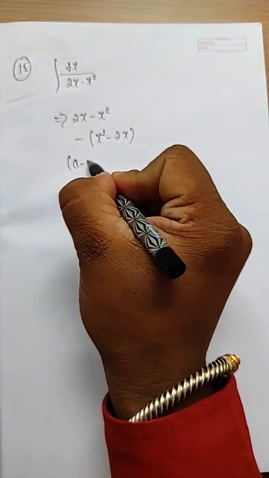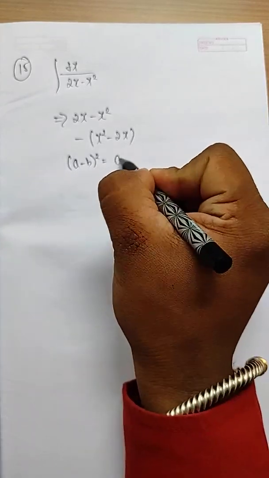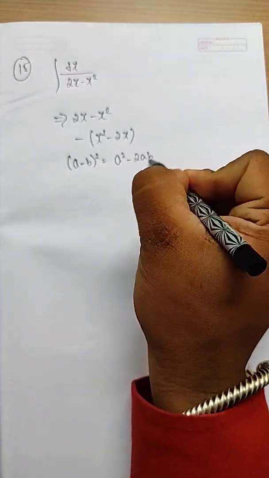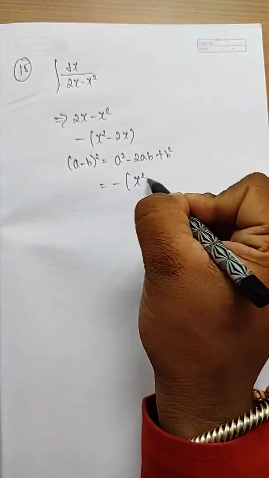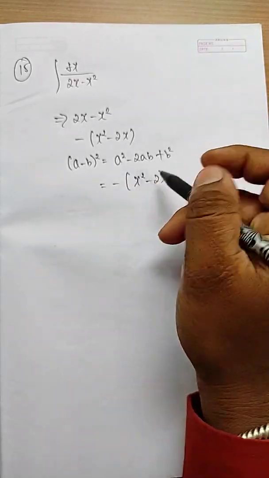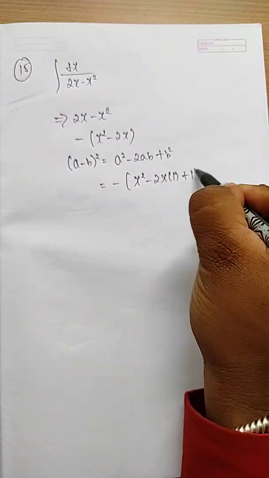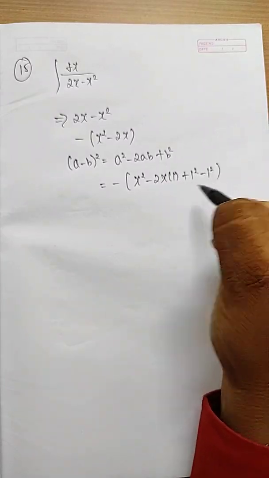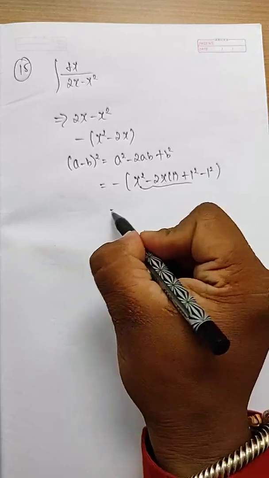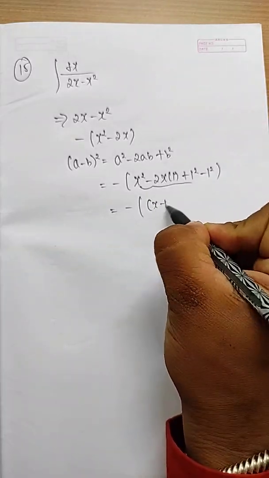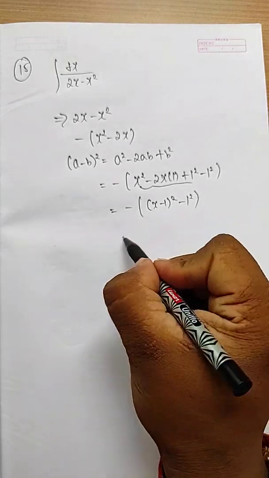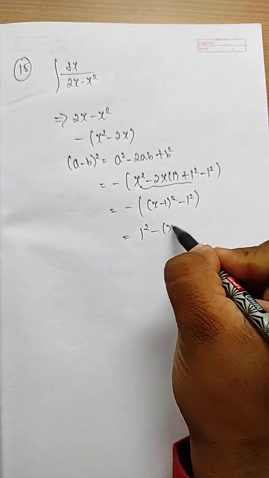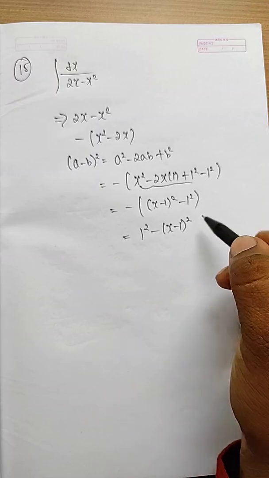You want to apply the a minus b whole square formula. What is a minus b whole square? It is a square minus 2ab plus b square. So this is equal to minus x square minus 2x. What b do we substitute so that we get minus 2x? b is 1. Adding 1 square, subtracting 1 square. I am writing this as x minus 1 whole square minus 1 square. Multiplying the minus inside, we get 1 square minus x minus 1 whole square. Is it clear? Is it okay?